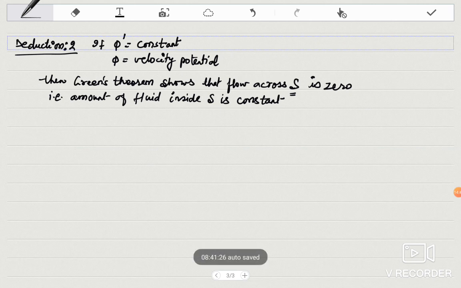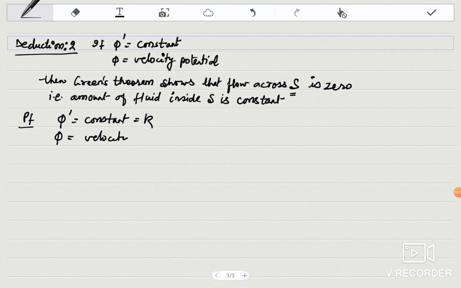Okay. So first of all, phi dash is constant, let it be K. And phi is velocity potential, implies delta 2 phi will be 0. And one another thing, since phi dash is constant, what is delta phi dash delta n? This is also 0.